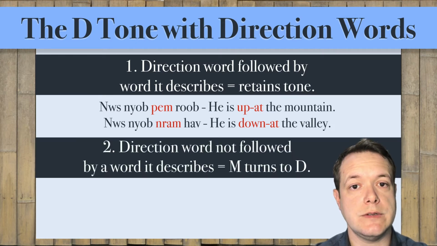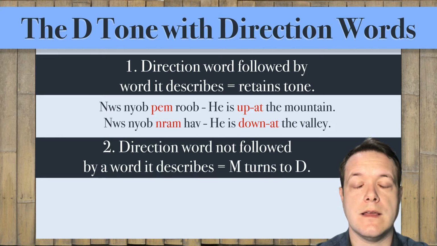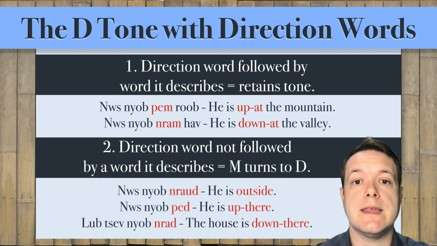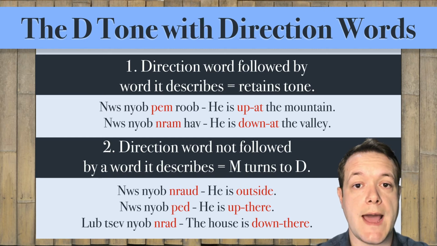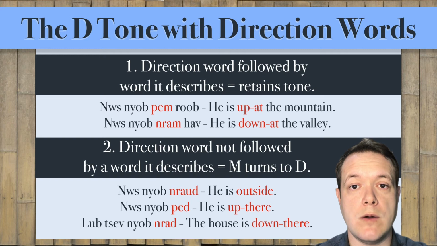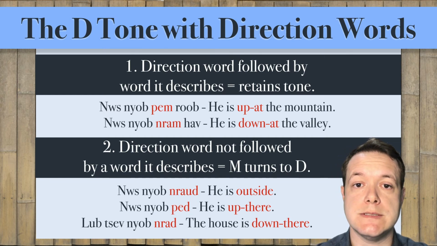Now number two, if the direction word is not followed by anything, but it's all sad and alone at the end of a sentence or at the end of a thought, like he's outside, he's up there, or the house is down there, then if it had an M tone, it will morph into a D tone. Here are some of the Hmong examples. Nü Nyon Dao, he's outside. Nü Nyo Bei, he's up there. Lu Jie Nyon Da, the house is down there.